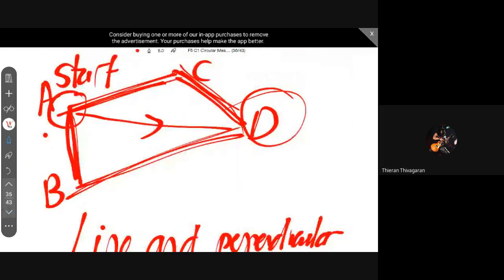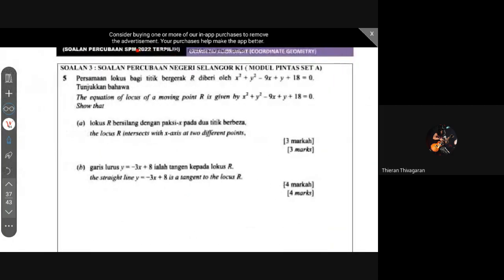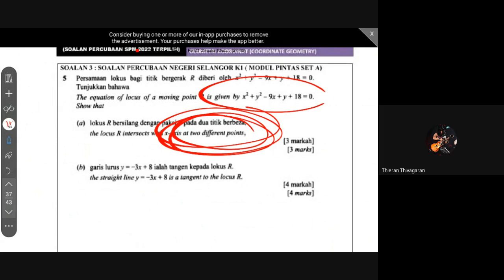Okay, good. The next one, locus, guys, come. This one important. Kita buat yang ni. Just now only I told you about this. Baru saja kita bincang yang ni.